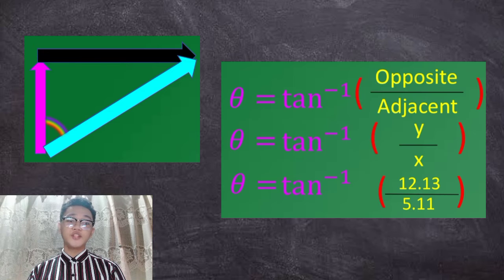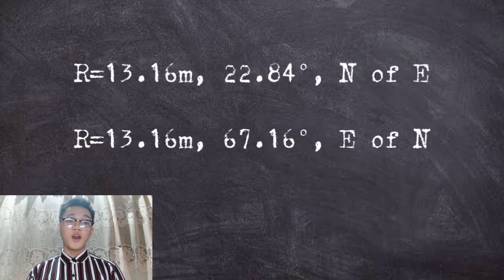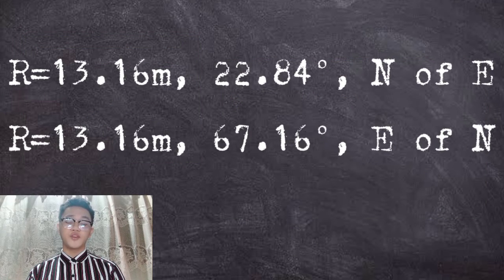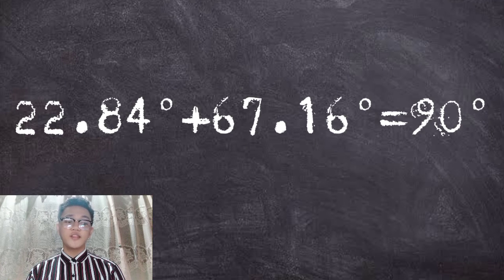Now to check if our answer is correct, we will reverse the direction. Theta is equal to tangent inverse of opposite over adjacent. By simplifying, theta is equal to tangent inverse of 12.13 over 5.11. Now we have the answer theta is equal to 67.16 degrees. And our r will become r is equal to 13.16 meters, 67.16 degrees east of north. If we sum up the two angles, we get 90 degrees, which is equivalent to 1 quadrant. Now we can determine that our angle is correct.